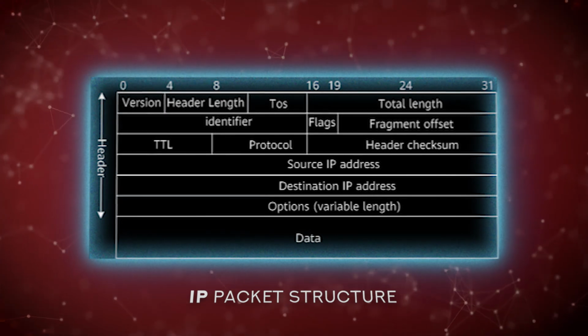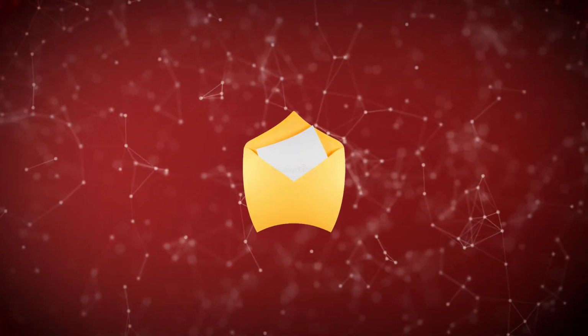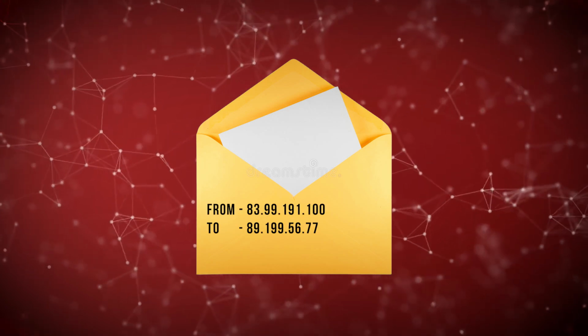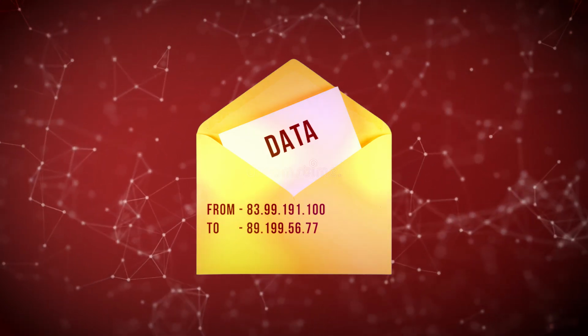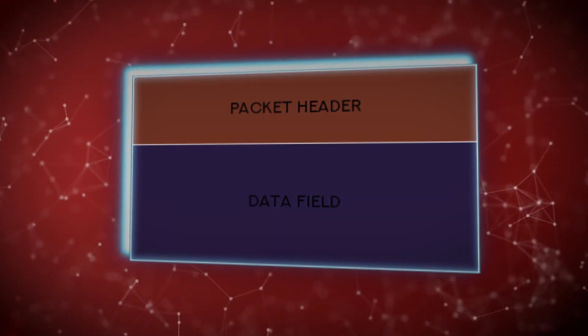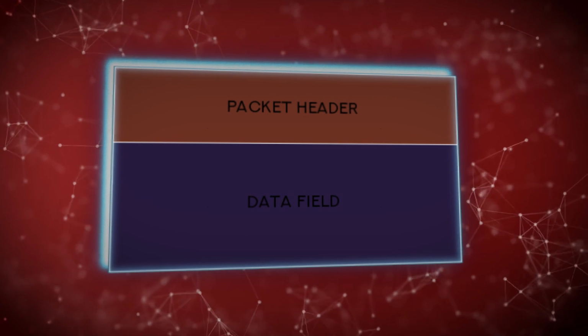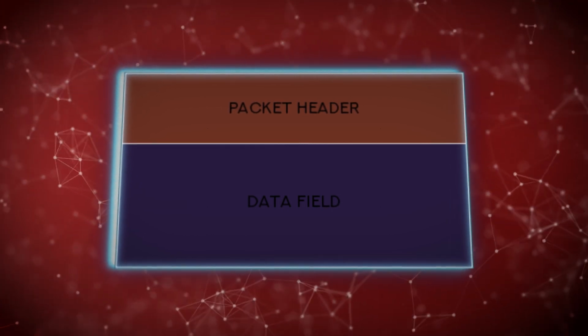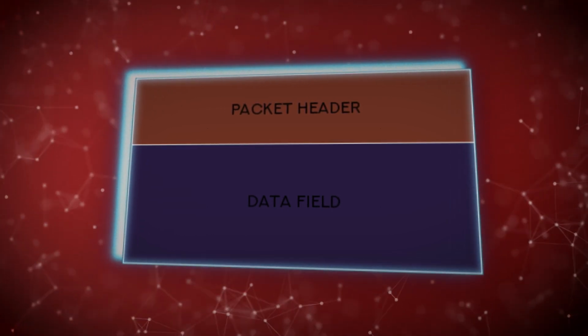The data packet can be described as an envelope with a letter. The address of the sender and the address of the recipient are usually written on the envelope, and the letter itself is inside. The same goes for data packets. It consists of information, all the sent variables, and of the header, which contains the IP addresses of the subscribers.